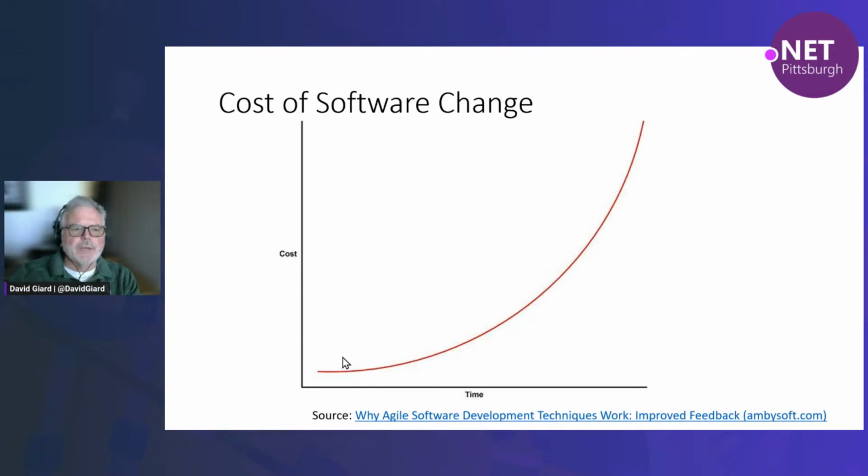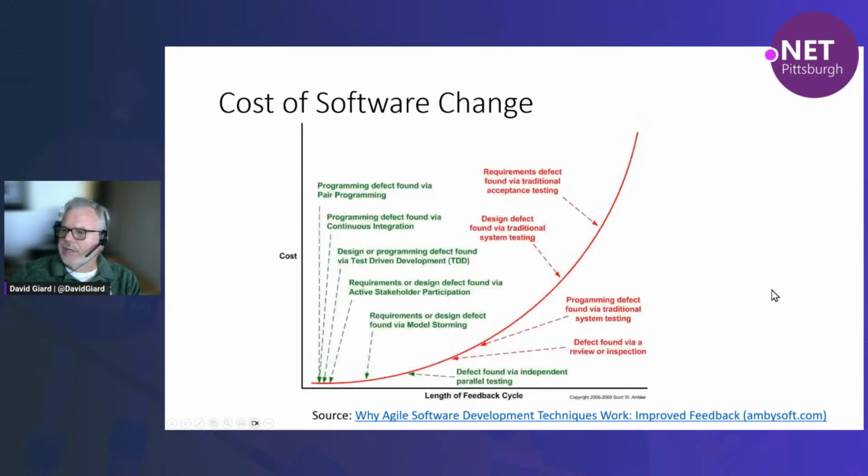But if it's caught when it goes into production, or even further down in some of the user acceptance testing, the further right you go, the cost goes up exponentially. Here's an example. If you go to that link there, you can find details on that. If you find it while you're pair programming, it's almost nothing, or during continuous integration, it's almost nothing. It starts to get expensive if you find it during a review, your traditional system test, acceptance testing, and not shown on here is if it goes out into production.